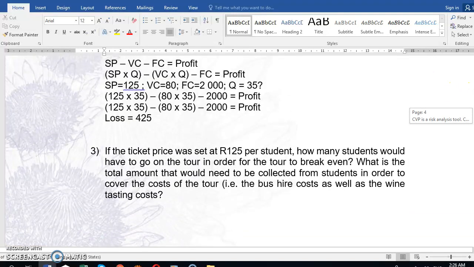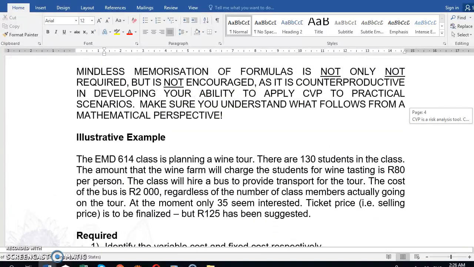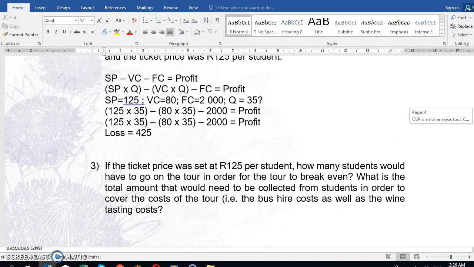We're tackling part 3 of this example, and part 3 says if a ticket price was set at 125, how many students would have to go on the tour in order to break even, and what is the total amount that would need to be collected from students in order to cover the cost of the tour, i.e. the bus hire cost as well as the wine tasting cost.